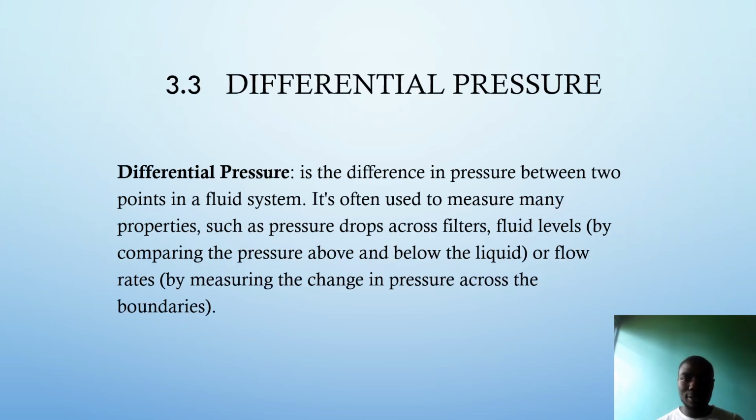Differential pressure is a difference in pressure between two points in a fluid system. It's often used to measure many properties such as pressure drops across filters, fluid level by comparing the pressure above and below the liquid, or flow rates by measuring the change in pressure across the boundaries.